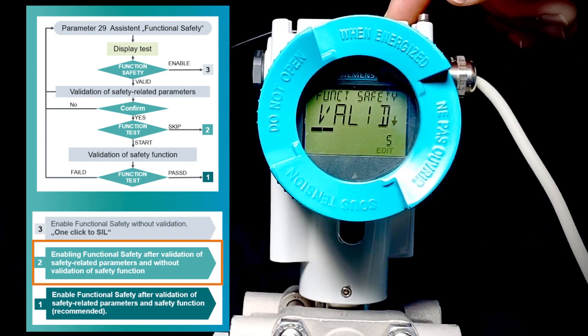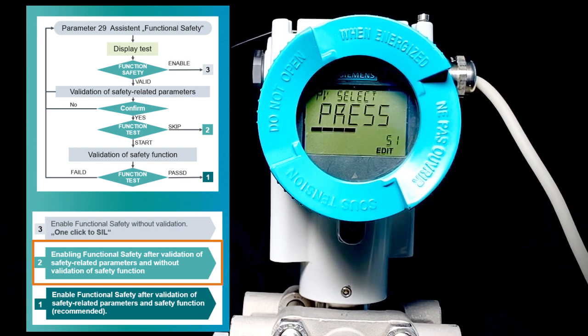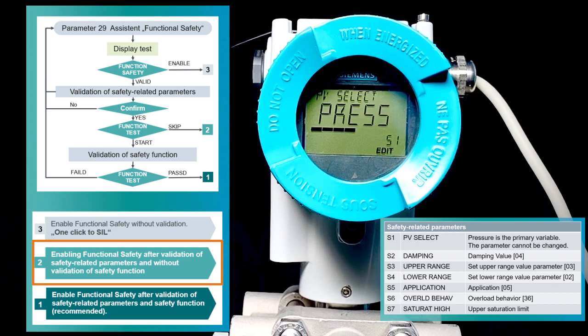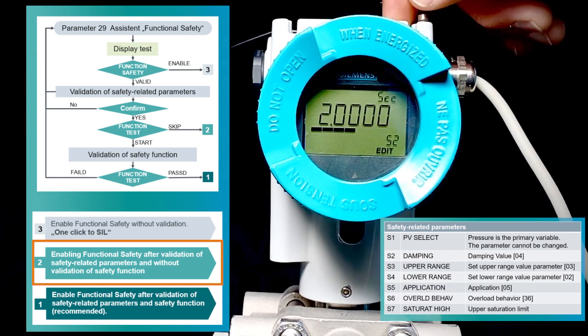We confirm Valid with the right arrow button. Now the safety-related parameters are displayed. If a parameter needs to be corrected, you can exit the wizard by pressing the left arrow button and correct the parameter. S1. Primary variable is pressure. By pressing the right arrow button, we switch to the next parameter. S2. Damping value, right arrow button.